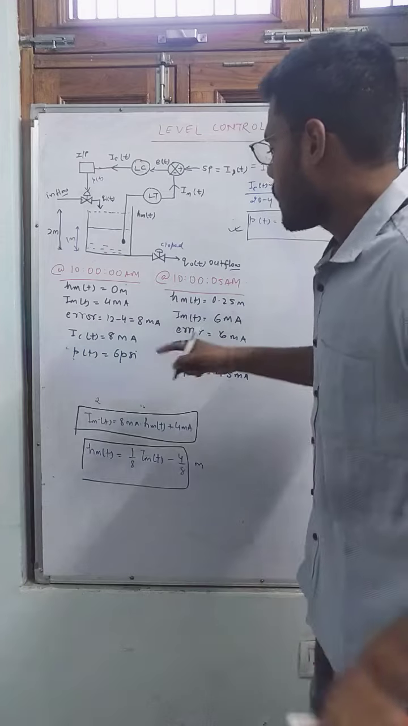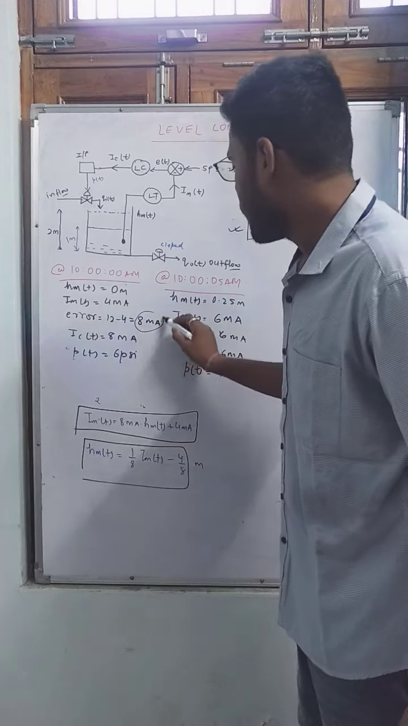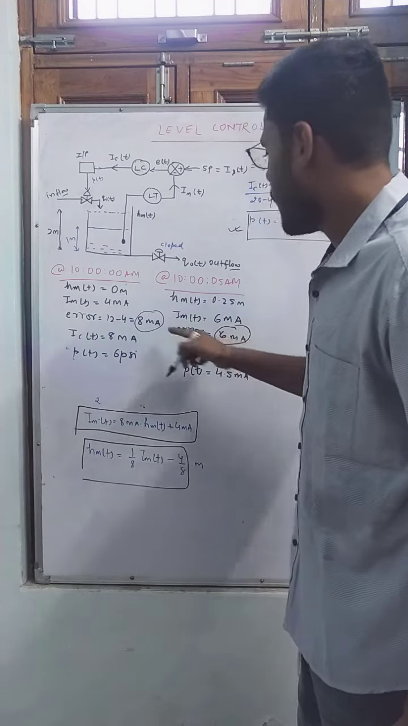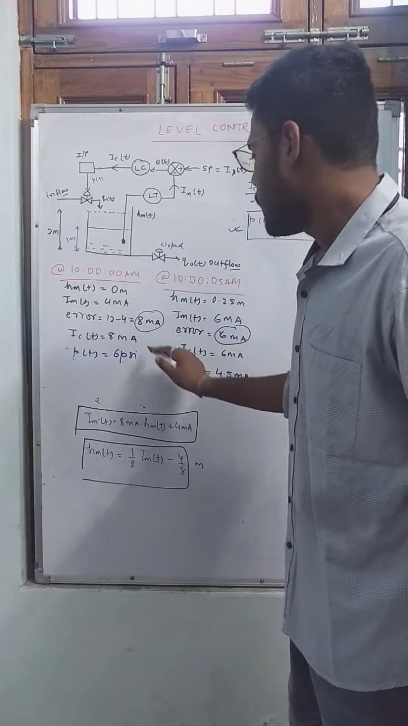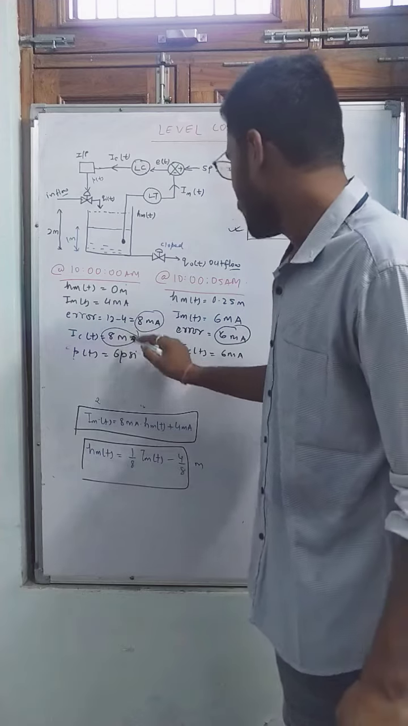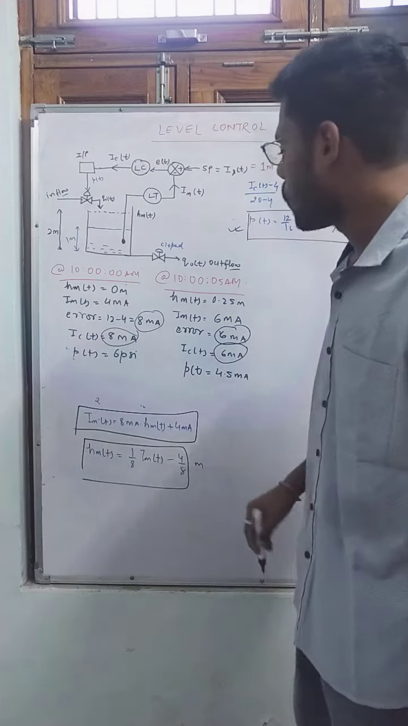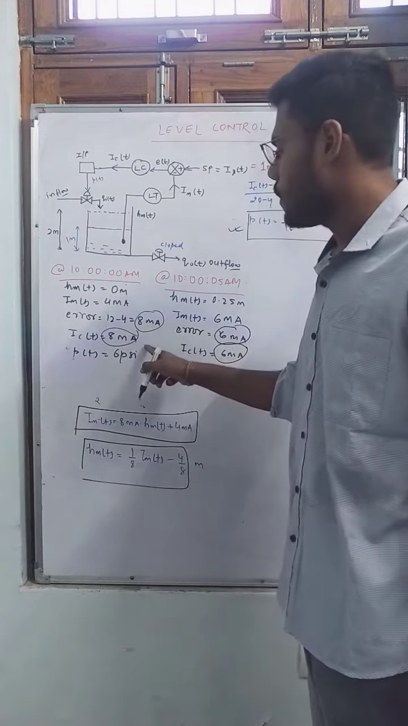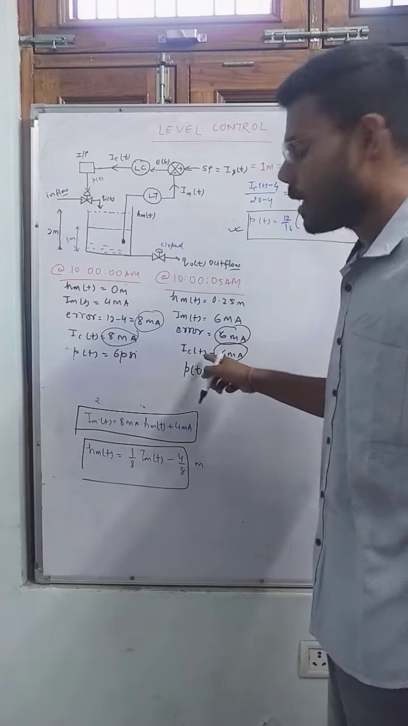As error is decreasing, here error was 8 milliampere, here error is 6 milliampere. As error is decreasing, the controller output, ICT, is also decreasing. Yes or no? Here error was 8 milliampere, ICT was 8 milliampere. Here error is 6 milliampere, ICT is 6 milliampere.